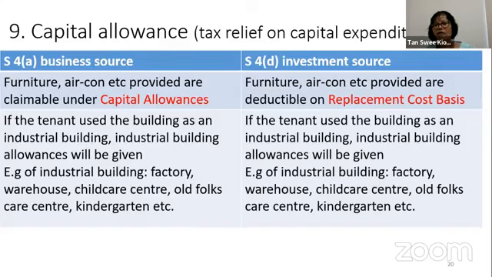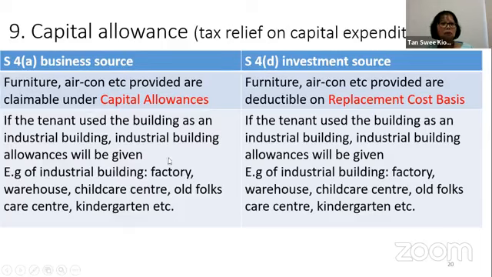Now he spends 15,000. Let's say he purchased it in year 2022. This 15,000 can offset against rental income in year 2022, because it is on a replacement basis. The whole 15,000 is deducted in year 2022.